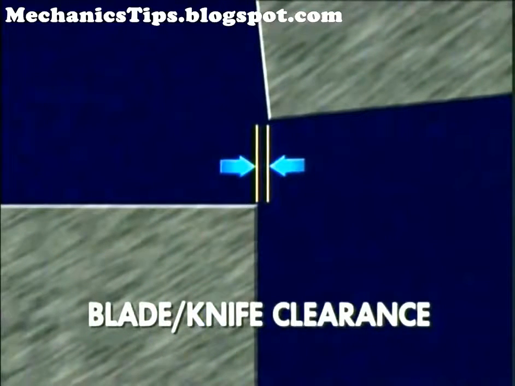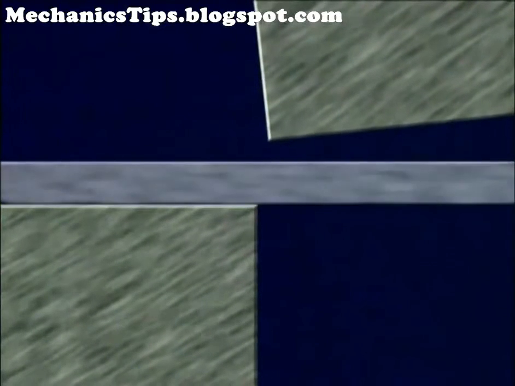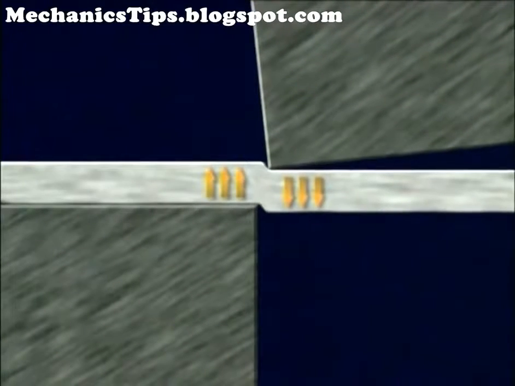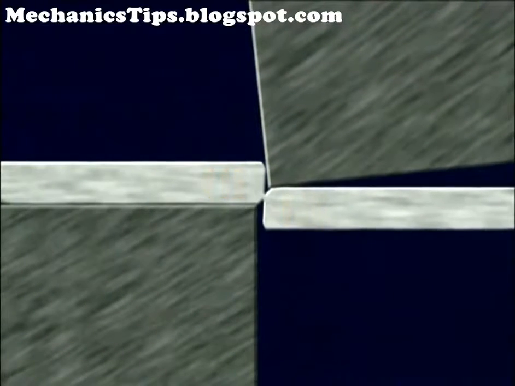Knife clearance is essential for proper shearing and is modified for different material thicknesses and strengths. As the blades come together and contact the workpiece, they partially penetrate the material. This builds up opposing forces in the stock. A crack or tear called the slip plane then develops on both sides of the material, separating the stock.